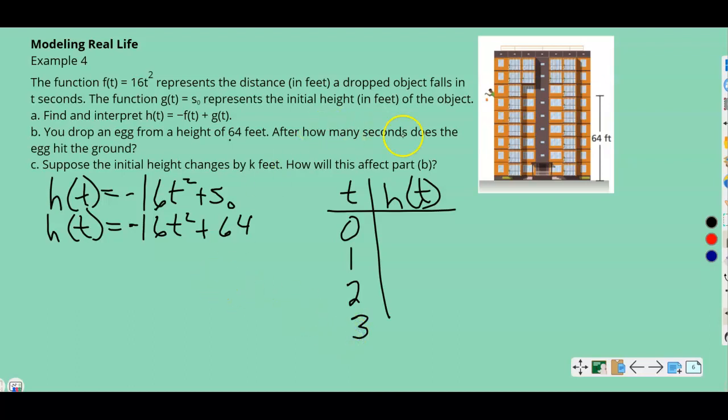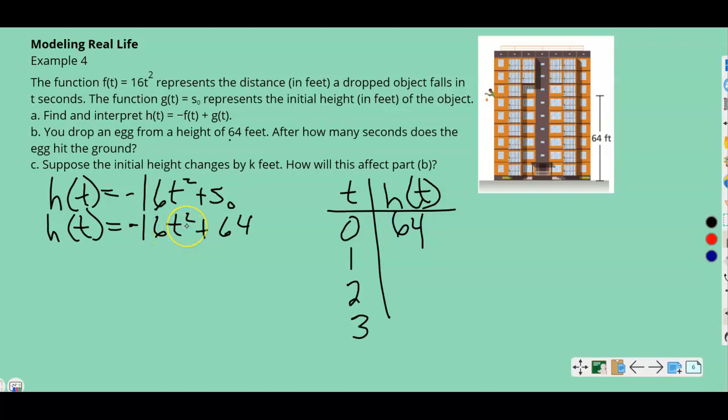So after how many seconds does the egg take to hit the ground? Well, we know when h of t equals 0, the egg's going to hit the ground, right? So let's see if we can figure that out using a table of values. 0 times anything is 0, plus 64. So we know 0, 64 was the initial height.